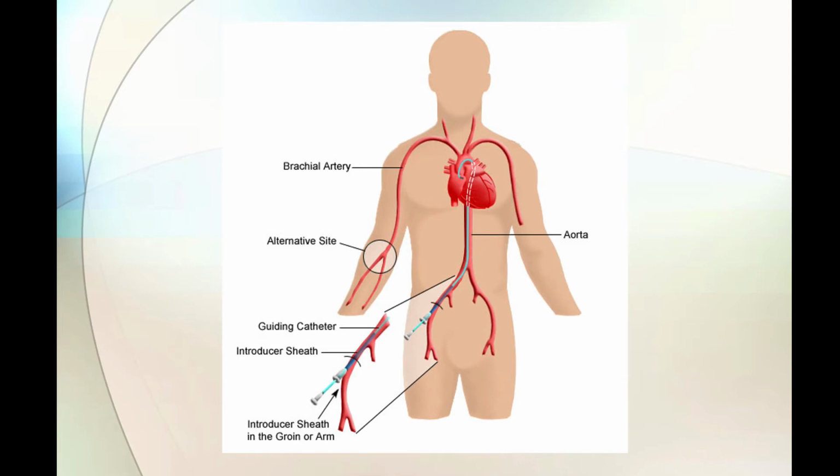Sometimes they can do corrective procedures while they're in there. They can sometimes close off a PDA or close off a small ASD. Also, they can do a balloon if they have a coarctation. So there are certain things they can do. They can also do palliative procedures.